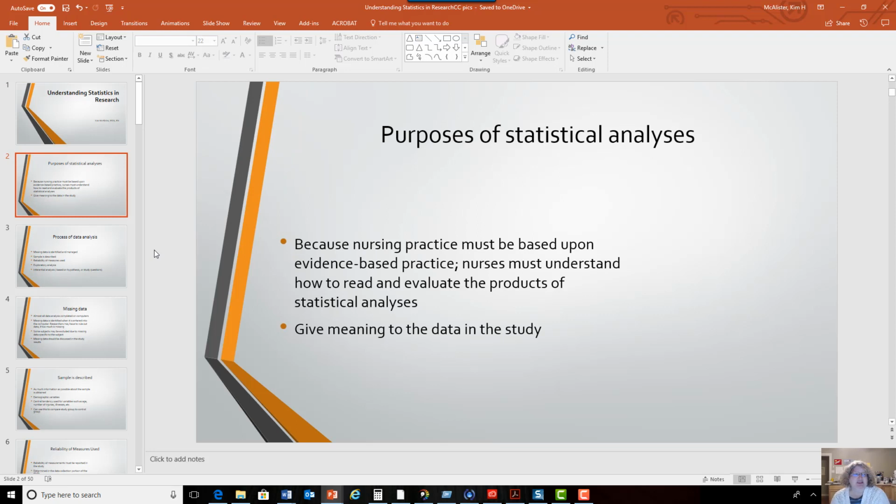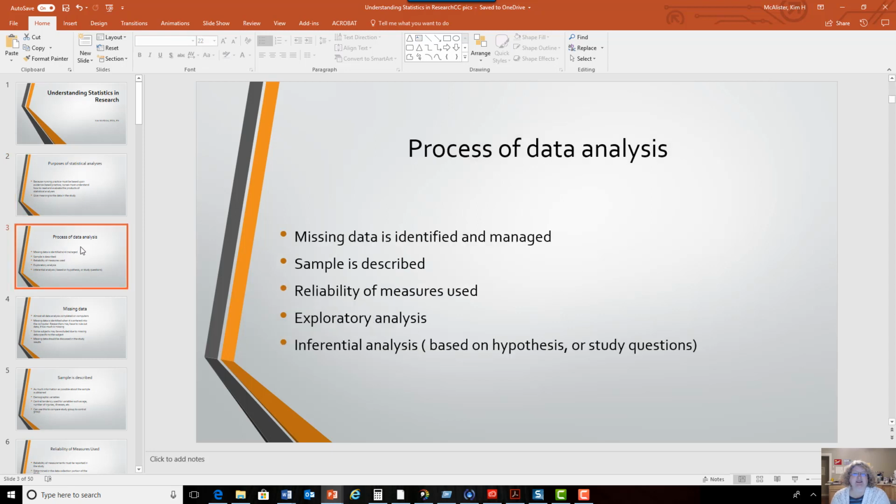So the purpose of a statistical analysis is because our nursing practice is based on an evidence base, and we have to know how to carry out an analysis so that we can read and evaluate it. You also need to know something about statistical analysis before you begin to do your own research in the future, so that you know how to set up your study and the way that you're going to analyze the data that you collect.